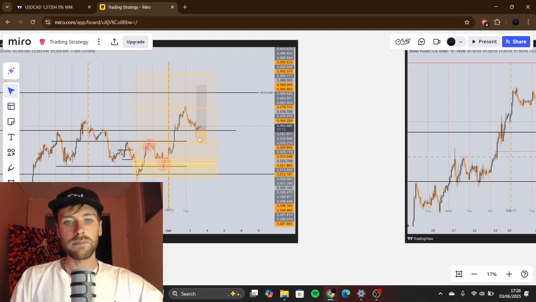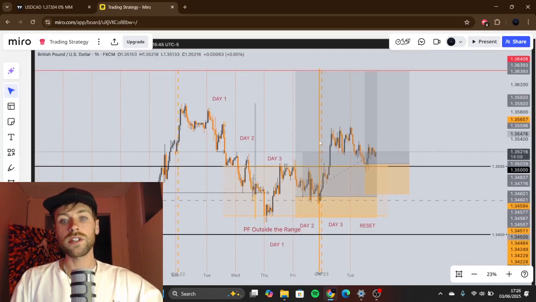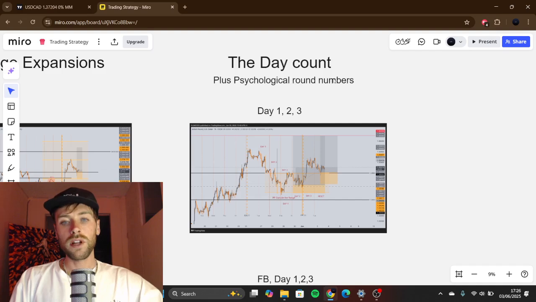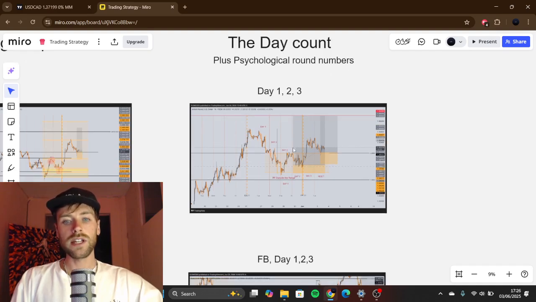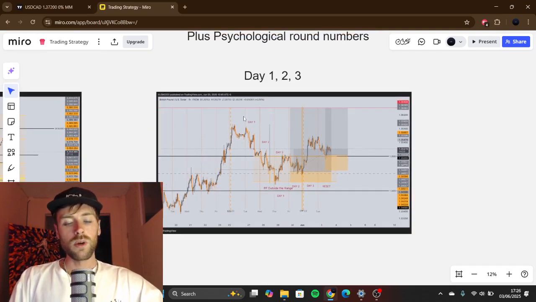How do we then know if the expansion is to continue? That's how I use the day count, or which day I want to enter, I use the day count. So the day count plus psychological round numbers is how I actually refine my entry. So which day are we on?